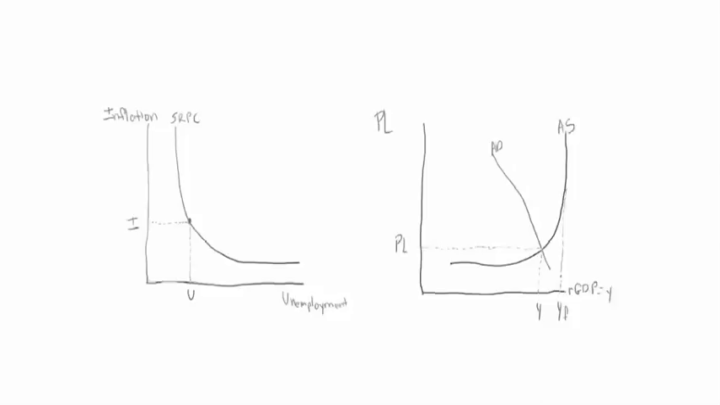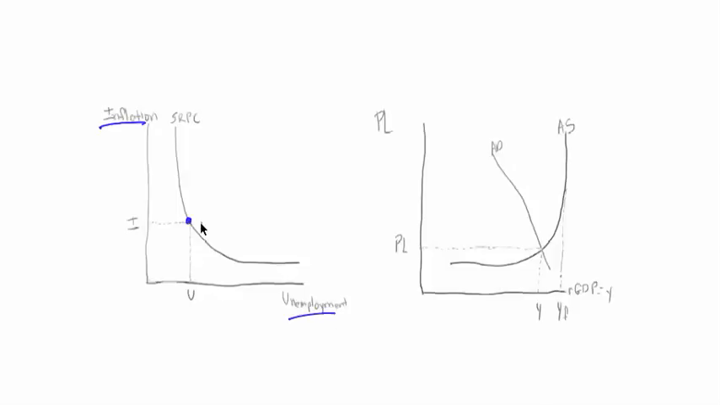Well, the purpose of this tutorial is to try to show you the relationship between the short-run Phillips curve over here and the aggregate demand and aggregate supply curve over here. As you know, the short-run Phillips curve shows the relationship between inflation and unemployment.